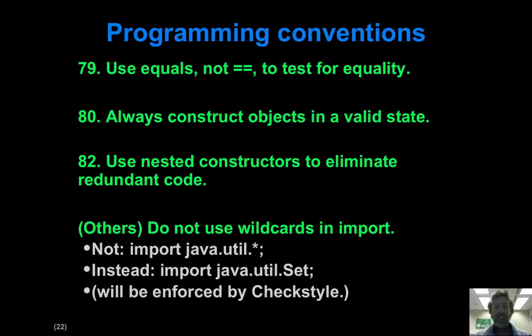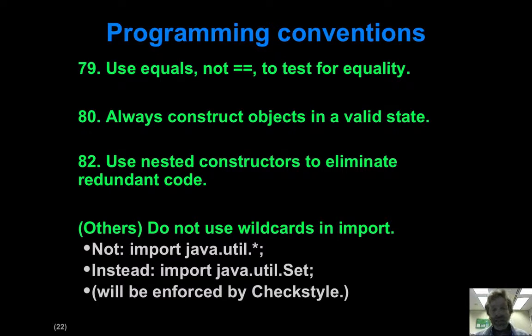Construct objects in a valid state. That's another principle of object-oriented programming. Again, go here for a better explanation of why that is. Also in Effective Java, that's a great place to look for that stuff. You can have multiple constructors for a class, which can call each other. That's a nice way when you have two constructors that do slightly different things with some common code. You can use nested constructors to refactor out and avoid duplicating code needlessly.